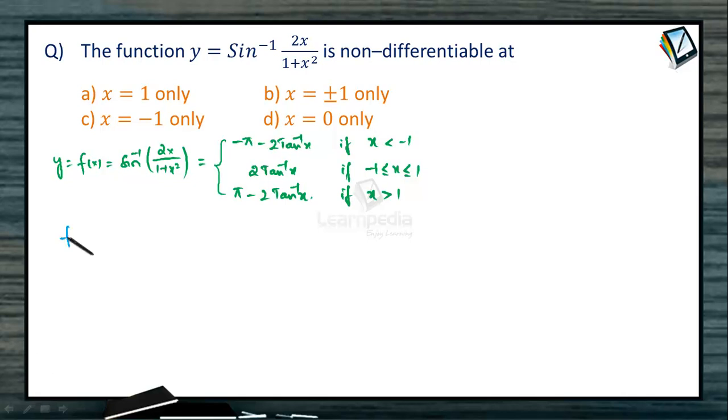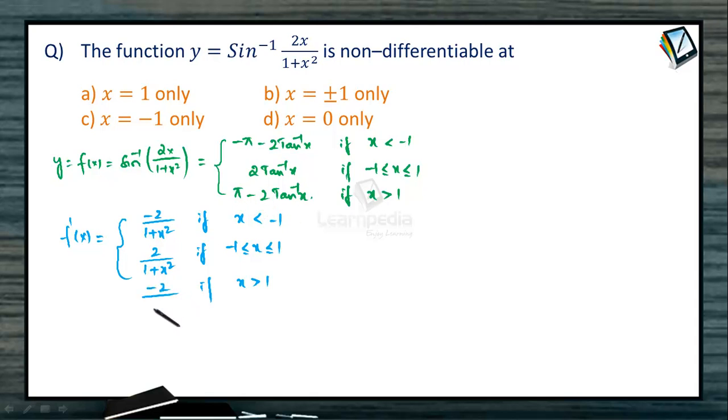So what is the derivative f dash x, also defined piecewise? This derivative would be minus pi derivative 0, so the rest of the part is minus 2 by 1 plus x square if the value of x is less than minus 1. In between minus 1 to 1, the function is 2 tan inverse x, therefore the derivative is 2 by 1 plus x square when minus 1 is less than or equal to x less than 1, and in the last case when x is more than 1, the derivative of pi is 0, minus 2 tan inverse x derivative, that is minus 2 by 1 plus x square.